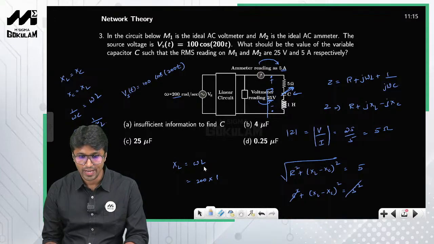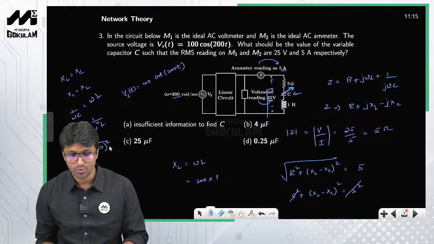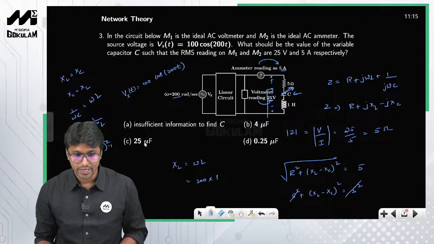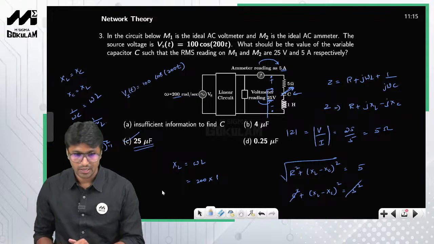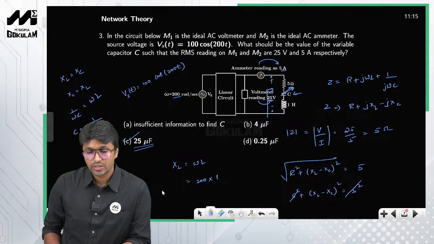So the value of L is nothing but 1, right? So therefore omega is 200 radian per second. So therefore omega square is 200 square into 1. So when you solve it, it comes out as 25 microfarads, right? So this is the procedure for solving this particular problem.